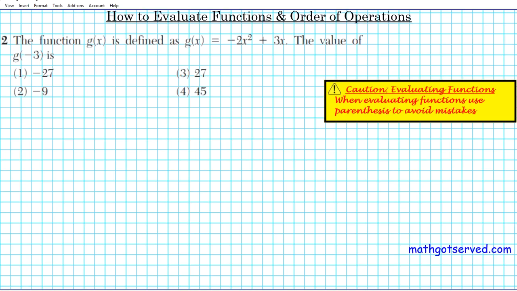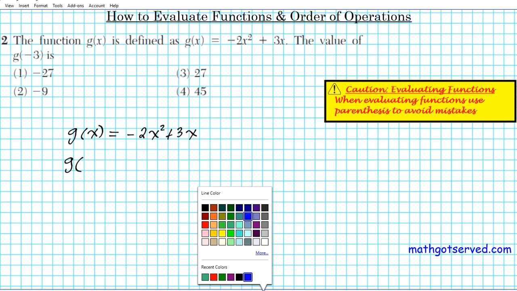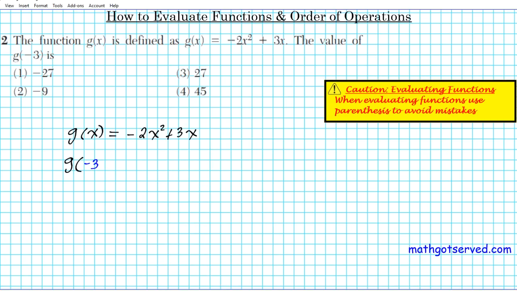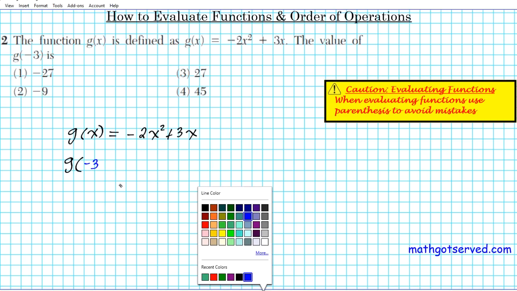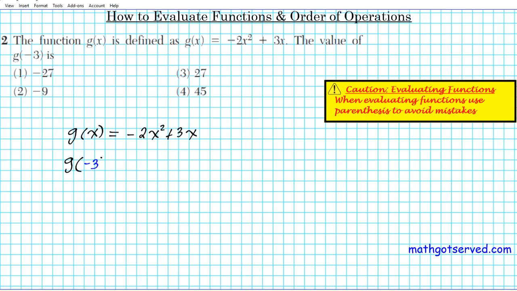Let's take a look at the function under consideration. We have g of x is equal to negative 2x squared plus 3x. The question says, what is the value of g of negative 3? So g of negative 3. So what's happening here is we are inputting negative 3 into the function and trying to figure out what the resulting output is. All right, it's similar to the previous problem, but we're doing the same process algebraically here.